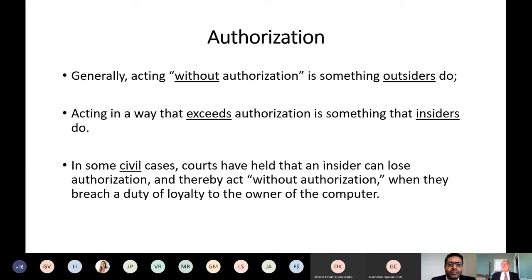So for example, you're working in the finance department in a company. Why are you trying to access the HR computers? Why are you trying to access human resources information? Maybe you're not allowed to do that. And that would then put you in a situation where you're exceeding authorization. And in many civil cases, courts have said that you owe a duty of loyalty to the company, and you might be acting without authorization if you breach that duty of loyalty.